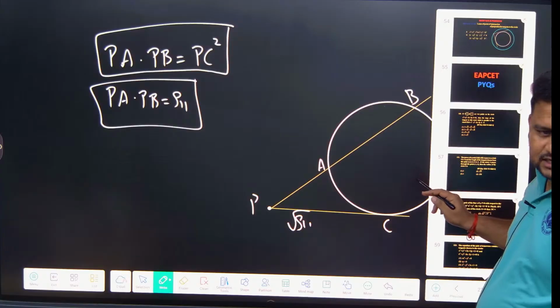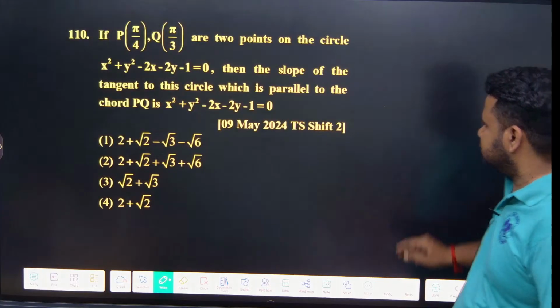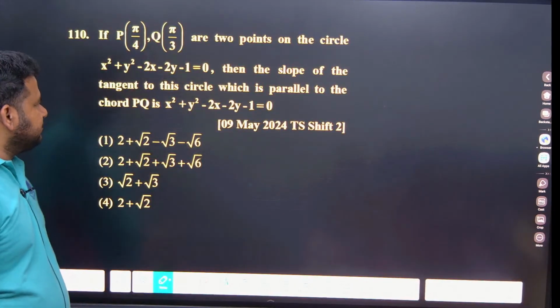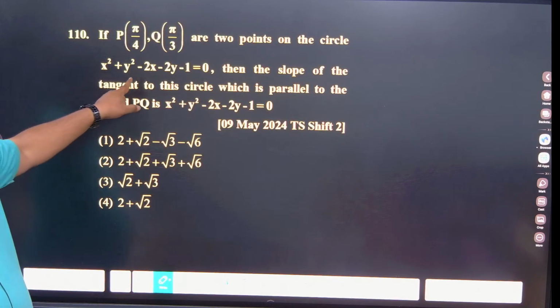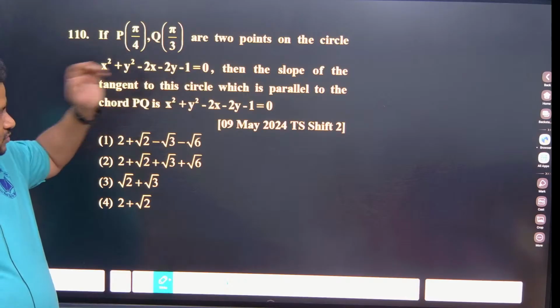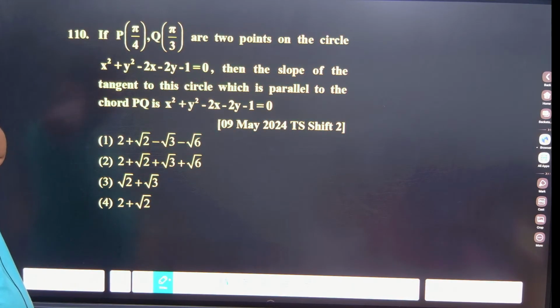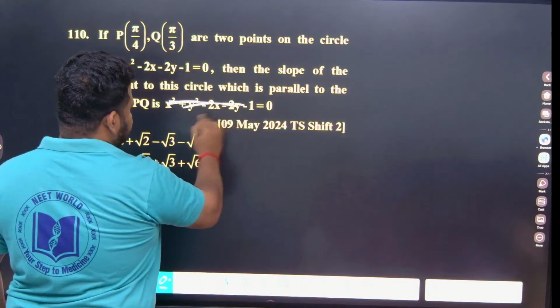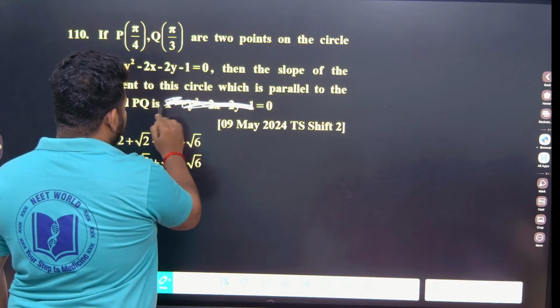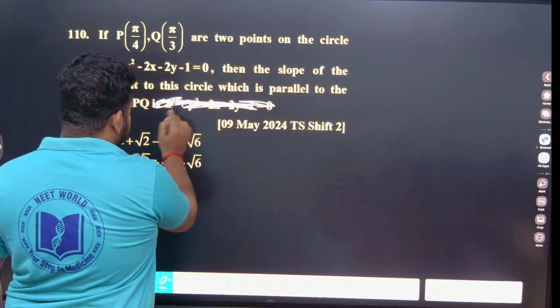Okay, done this. Okay, now see this question. TS 2024 they have asked: if P pi over 4, Q pi by 3 are 2 points on the circle x square plus y square minus 2x minus 2y minus 1 is equal to 0, then the slope of the tangent to the circle which is parallel to the chord. Okay, this part is not required. Parallel to the chord PQ, this should not be there. Okay, there is a mistake.